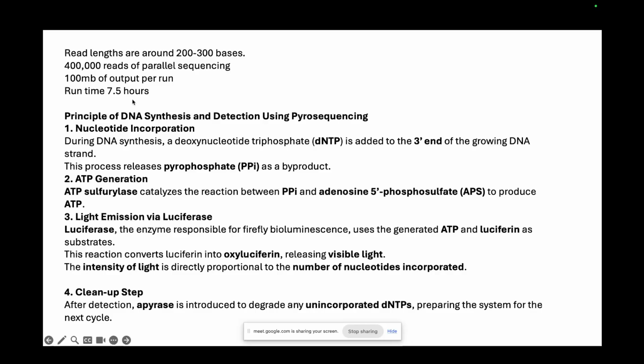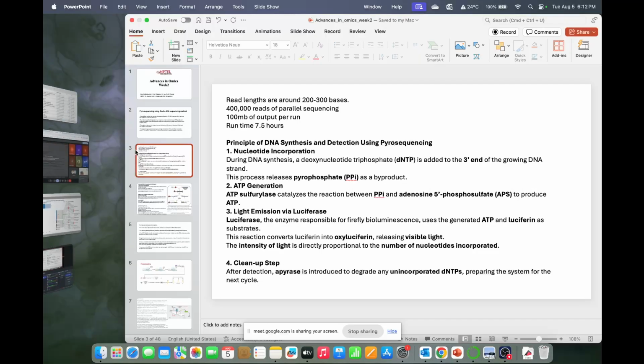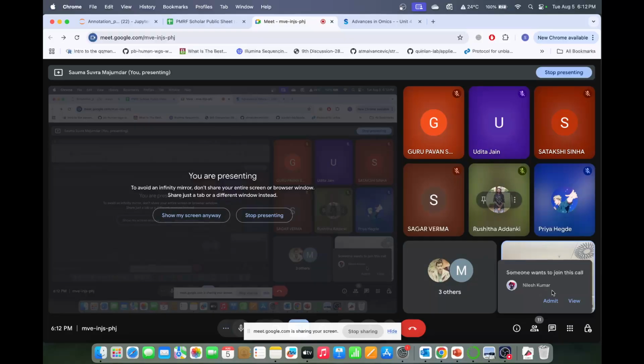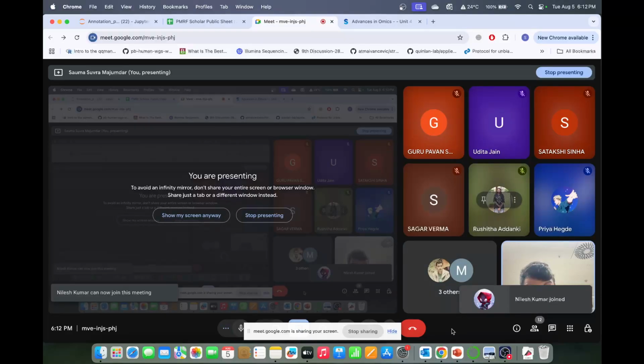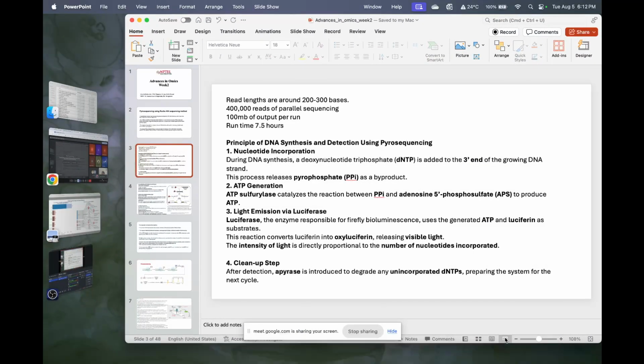So it is around 100 MB of output per run, and a single genome can take about 7.5 hours to run. Now, what is the principle behind it? The first step is nucleotide incorporation. I'm just talking about the sequencing part, not the DNA preparation and pre-processing part.